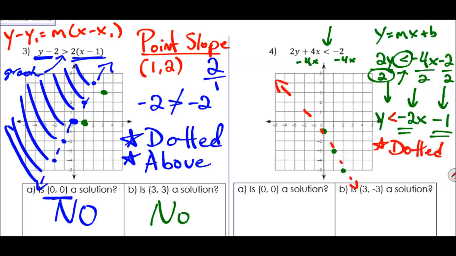It's not really straight, but that's okay. You get the idea. And it's talking about y values that are less than that expression. So we're going to shade below. We're going to shade numbers that are less than that. We're going to shade below the line.